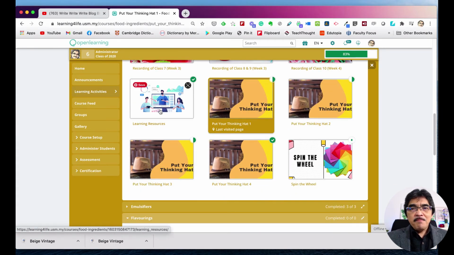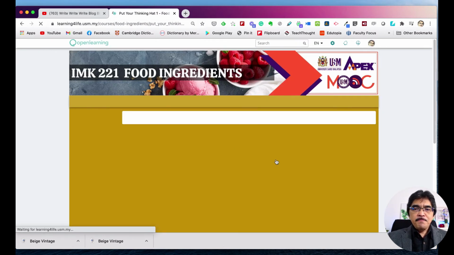So then of course I give them the learning resources. But here you can see this is what I call the learning activities. Put your thinking hat 1, put your thinking hat 2, 3, 4, and the students have access to it, and they can start to answer before the class. So you can see here.